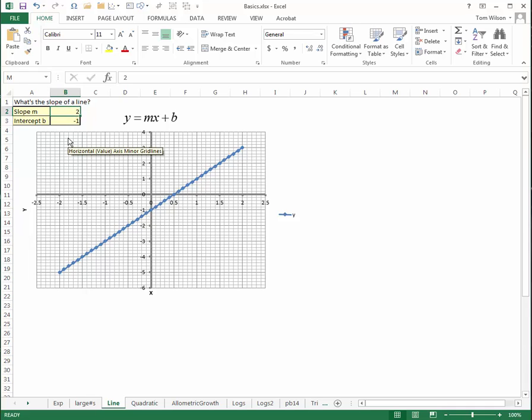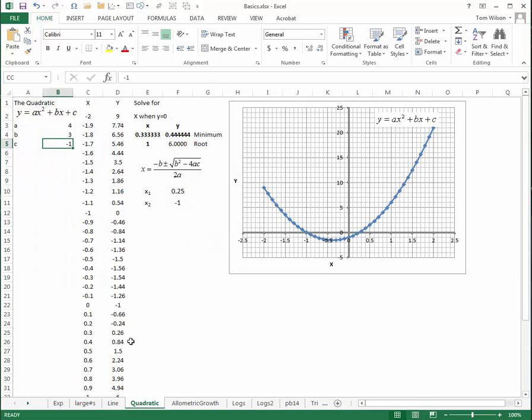Now if we change the slope from a +2 to a -2, that flips the line over. We still have the same intercept, got a straight line, and this is the slope, this is the intercept, this is the slope over here. Get in there and play around with it if you forget the significance of those parameters, those coefficients.